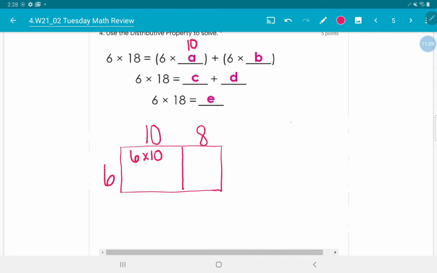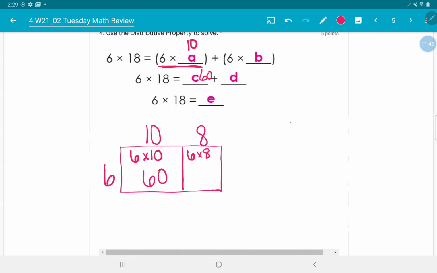How are we going to find this part? 6 times 8. So, Olivia, what do you think that B is going to be equal to? 8. B equals 8. Go ahead and write it up there. Okay, so now we're actually going to solve 6 times 10. What is 6 times 10, Alexis? 6 times 10 is 60. So what is C going to equal for 6 times 10? 60. C equals 60.